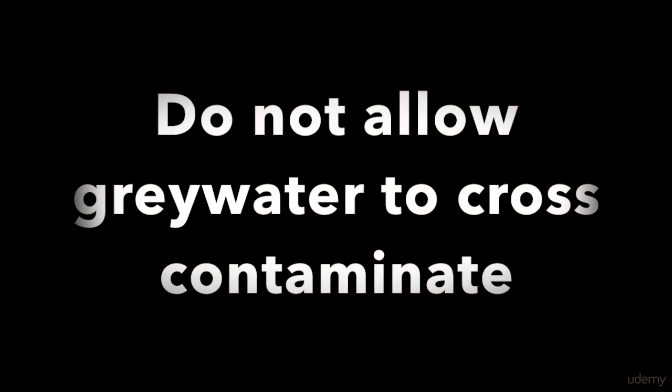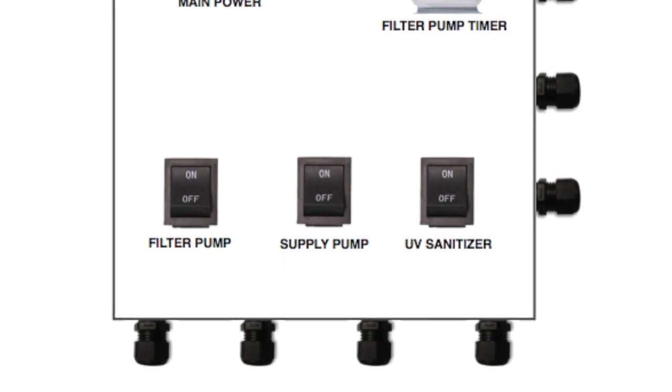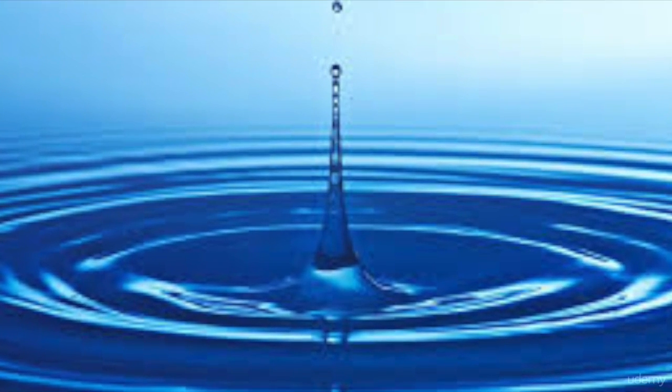Remember, you cannot allow gray water to cross-contaminate freshwater supplies. So at the top of your tank, you will need to install an air gap device. An air gap device will separate the incoming fresh water from the gray water with a simple air gap. A control box that is either plugged into a GFCI outlet or has a GFCI power cord is also a requirement, since this is a water recycling system.